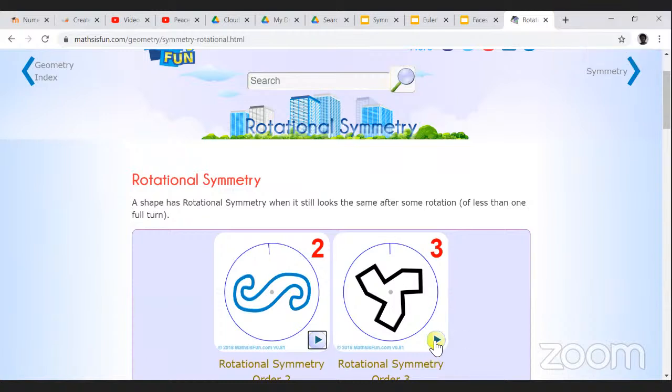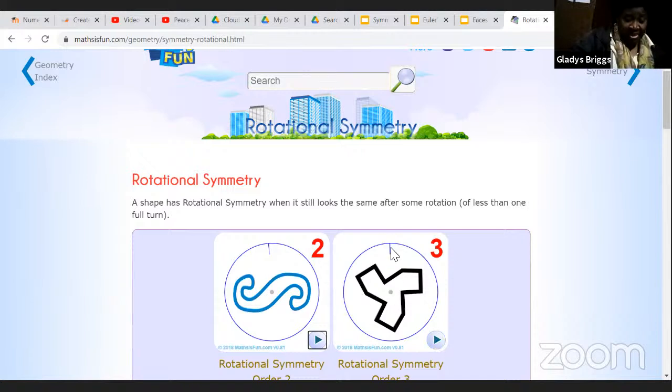Yes. Okay, I'll play this one now, and you see how this one is 3. Watch where it's starting from and see it.